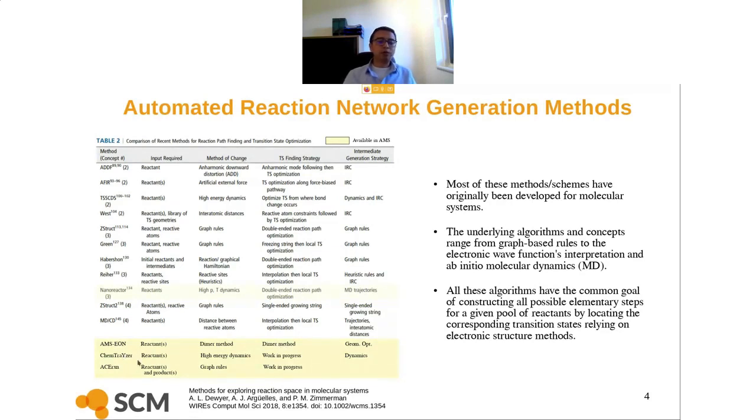ChemTraYzer is another option that was designed more as an analysis tool: after dynamics, you can extract all the reactions that happened during the simulation. In principle, from there we can extract the information to obtain the transition states and the reaction rates. And finally, ACE Reaction is another important component of our suite. But in this case, you need the reactants and products and use graph rules to predict which kinds of reactions are going to happen. We can also combine this information to get the transition states and the kinetic constants, but this is work in progress.